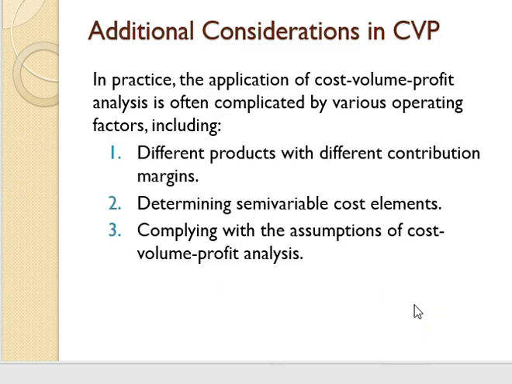Now, in practice, break even analysis is often complicated by various operating factors. What happens if you have more than one product that has different contribution margins? You need to determine semi-variable costs. And also, you've got to comply with the assumptions. So, like I said, because it's simple, there are a lot of limitations that we have to deal with. So you need to work it out. For one of the things, if you have a semi-variable cost, we have to break it out into fixed and variable, so that we could overcome these things. But the main thing for you to understand is to recognize what they are.